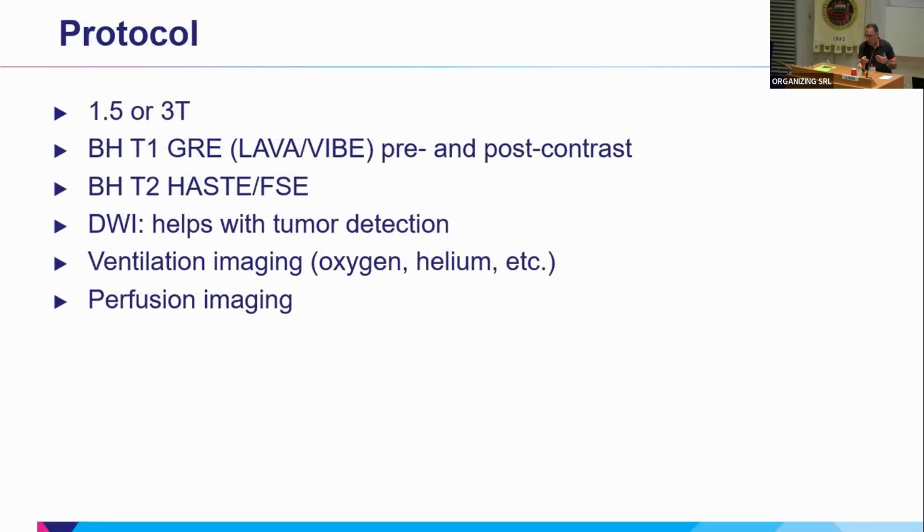So protocol, very briefly, it's basically 1.5 or 3 Tesla. We like to use breath hold 3D GRE sequences like LAVA or VIBE, pre and post contrast with subtraction. T2 weighted imaging is important as well. Diffusion helps with tumor detection, and there are some other sequences specialized depending on the indication.